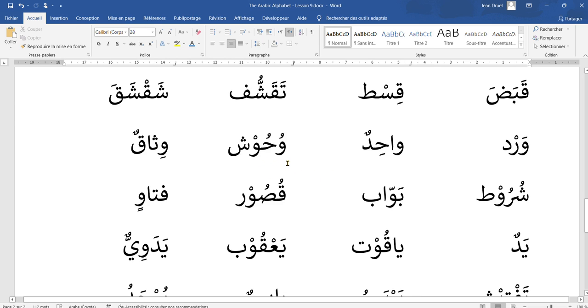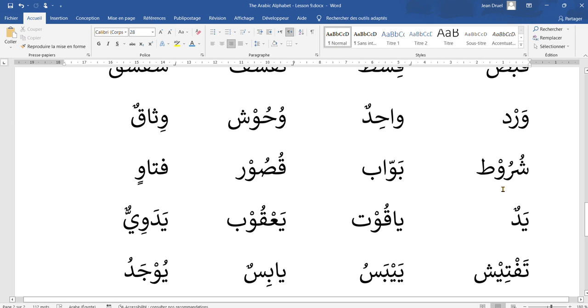Here I have two waw. The first one is initial, so it is a consonant, and it carries a dhamma, so it goes wu. The second waw is preceded by a dhamma and carries a sukun, so this one is a long vowel, so it goes oo. So here we have wuhush. Here the waw is initial, so it's a consonant, it carries a kasra, so it goes wi, withaqun.